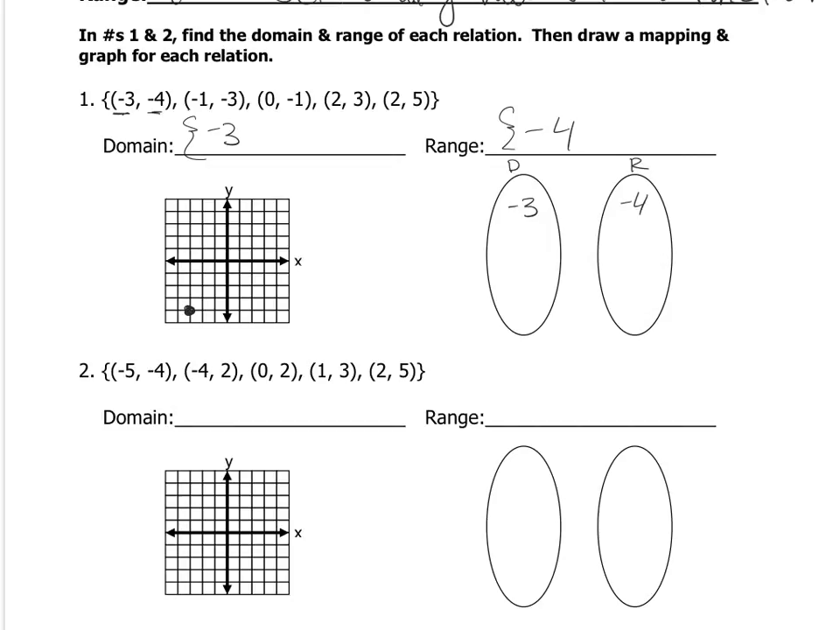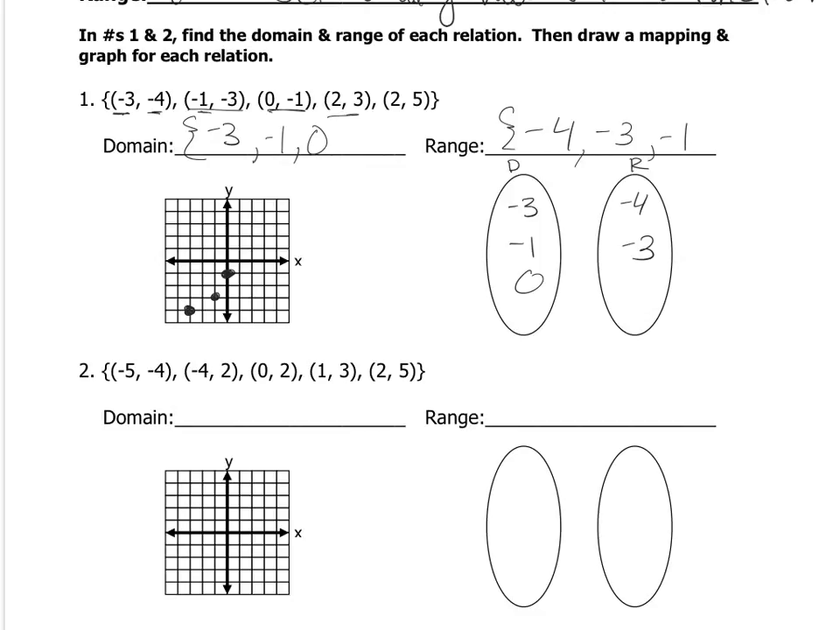The next point is -1, -3, so I'll go left 1 and down 3 on my graph to put a dot. I will steal the x value for one of my domain lists, the y value for one of my range lists, and I'll add those to the Easter eggs as well. Next, I have the point 0, -1. So that is right there on the graph. The 0 would be in the domain, and the -1 would be in the range.